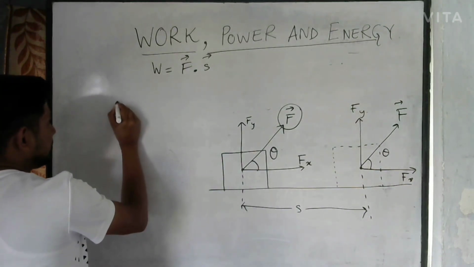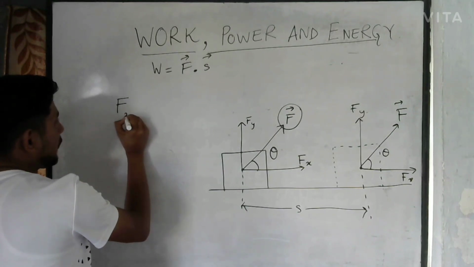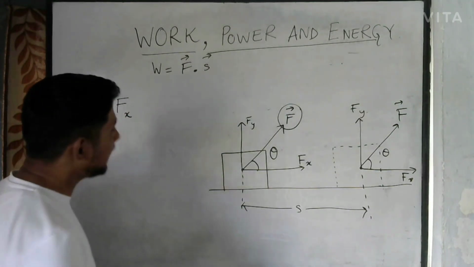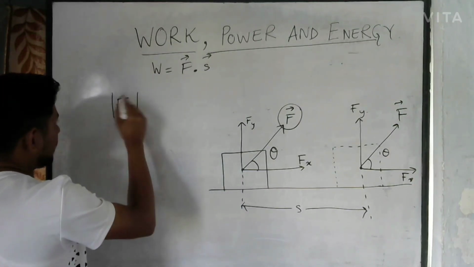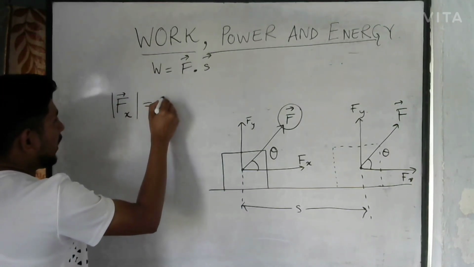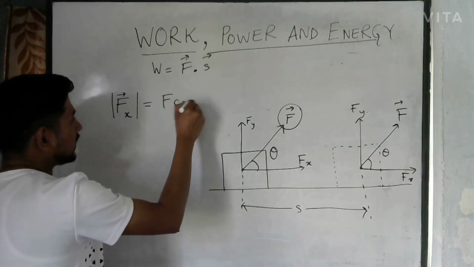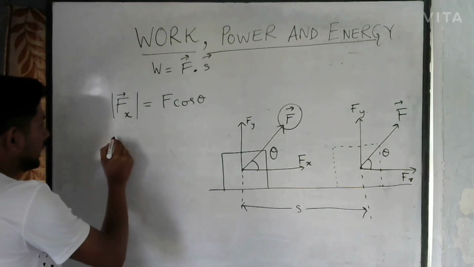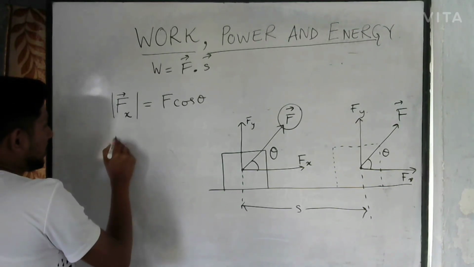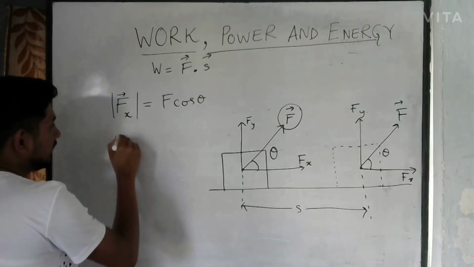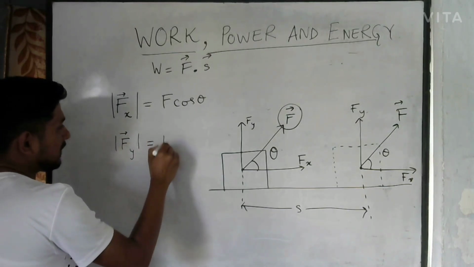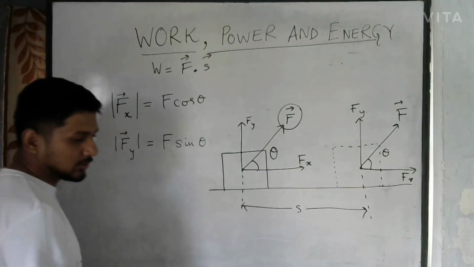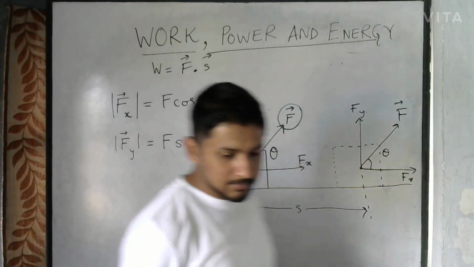So now this f of x, what is going to be this f of x? We already know that f of x is nothing but the cos theta part, right? So the magnitude of f of x is going to be F cos theta. We already know about this, right? Then what will be the component along the y-axis? The component along y-axis will be F sine theta. I hope this is also clear to all of you, right?